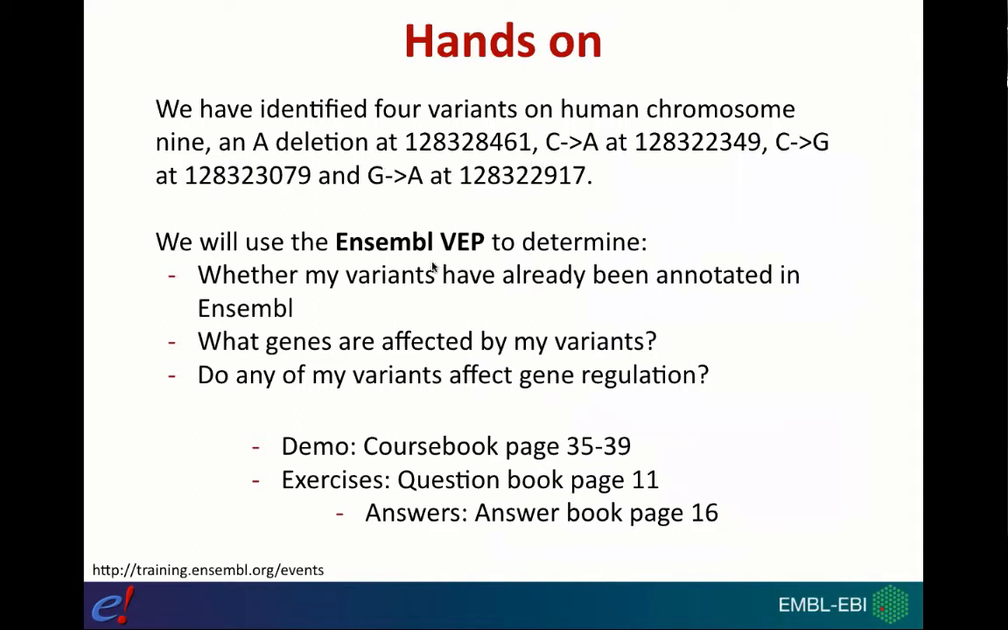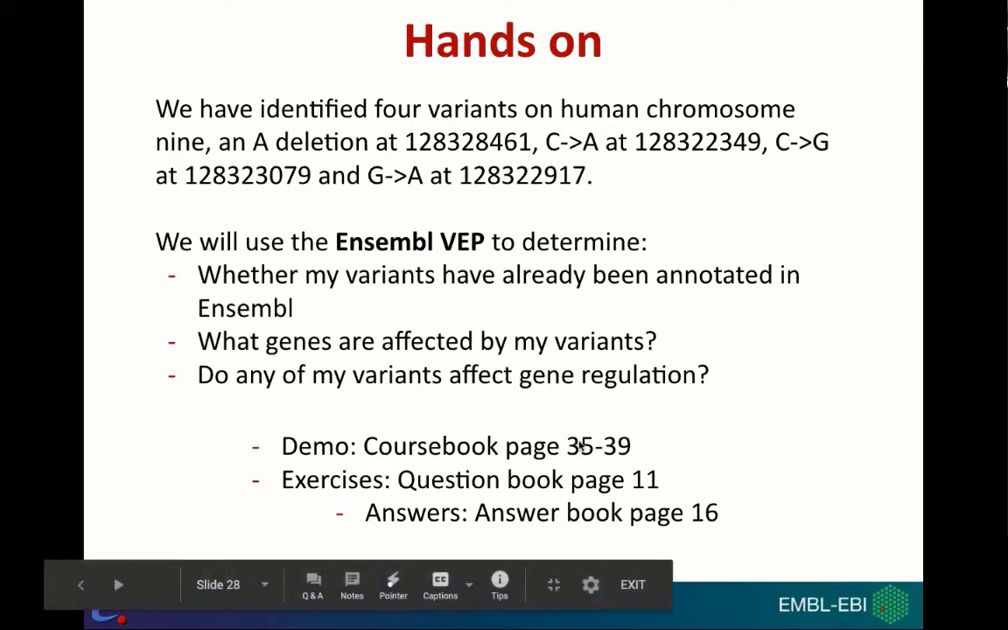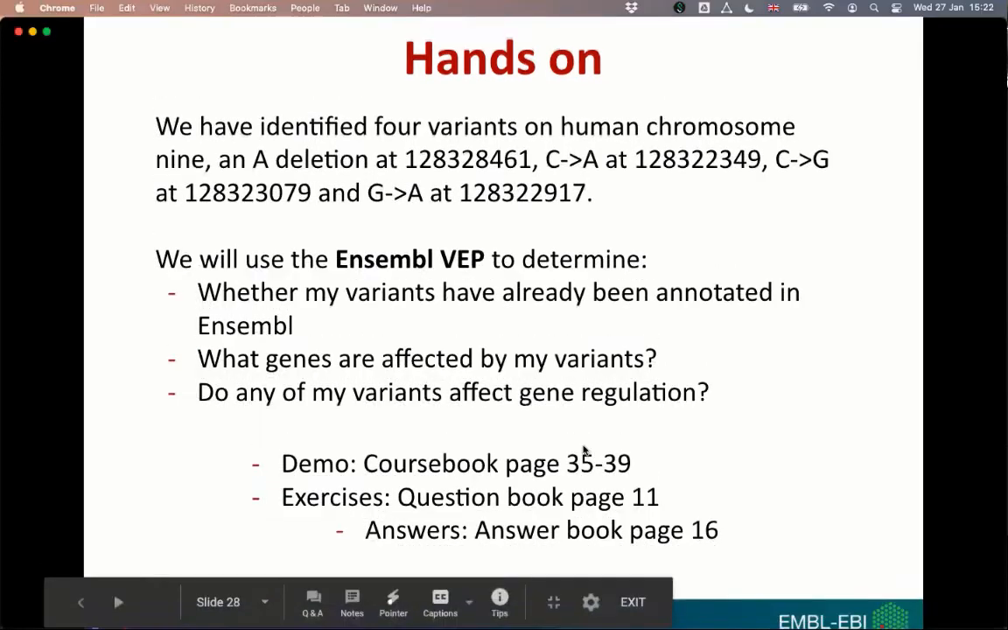And we'll use the VEP to see if the variants have already been identified. So whether they're already annotated in Ensembl, so whether they're known or novel. We'll find out the functional consequences of the variants and which genes those consequences refer to, and whether the variants affect any gene regulatory features as well. So in the course book, the screenshots start on page 35, but again, you can follow along with me.